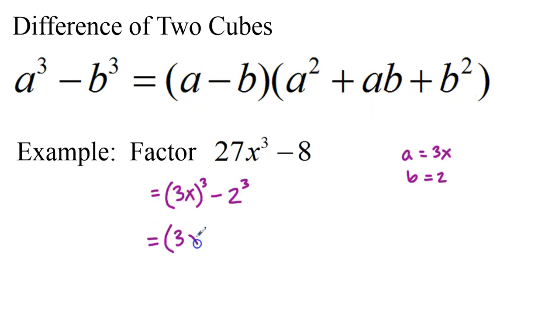Alright, so we've got 3x minus 2, and then a squared, which would be 3x squared. Let me rewrite that. That would be 9x squared. I'm squaring the 3 and the x. Plus 3x times 2, so that's 6x. Plus b squared. Okay, so that's 2 squared. Of course, you could check this. You could distribute the 3x to all the terms and the negative 2 to all the terms. You'd have a lot of opposites. And then you would end up with just 27x cubed and a minus 8.